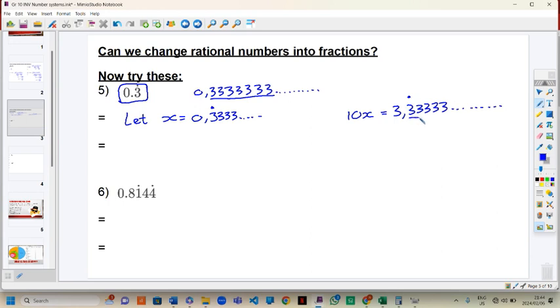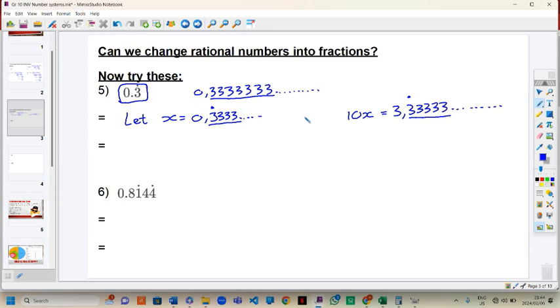They are exactly the same. This 3 carries on forever, and this 3 carries on forever. The only difference is that I multiplied this one by 10. So how am I going to get rid of those decimals? There's something I can do to get rid of those decimals. What do you think?